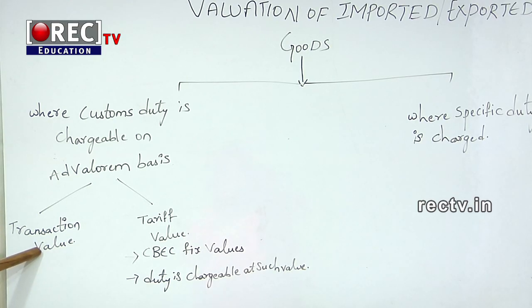In short, while calculating problems on the basis of this transaction value, these 5 points need to be kept in mind. First, price is the only sole consideration for the sale. The buyer and seller need not be related, and the sale is for export or import. The delivery is at the time and place of importation and exportation, and the price has to be actually paid or payable for the sale.